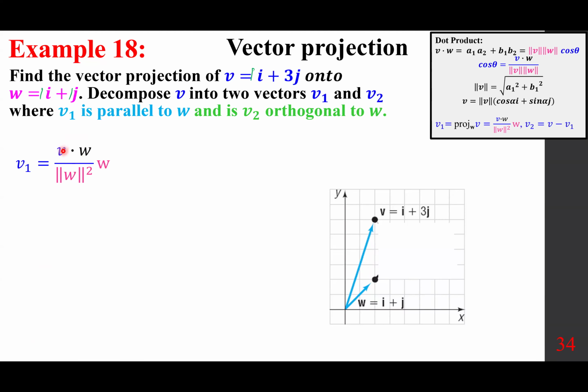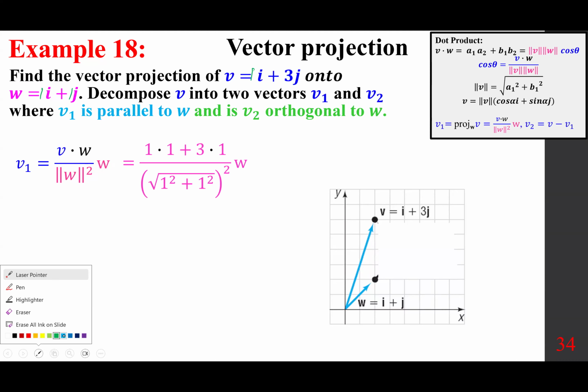So the dot product represents the magnitude too. So 1 times 1 and 1 times 3, we add them up. Now what about W? Look at this one. Square root of 1 squared plus 1 squared, and you're going to square that. And then times W, which is I plus J. So we are going to simplify this. This one is 3 plus 1, 4. This one is square root of 2, comes out, becomes 2. 4 over 2 is 2 times W.